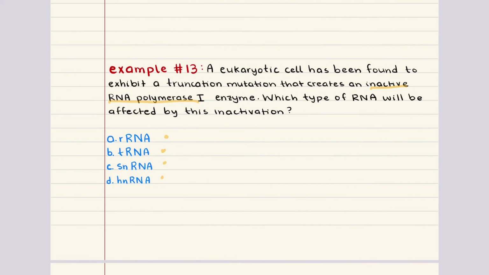In eukaryotic cells, we know different types of RNA polymerases are responsible for making different classes of RNA. As for RNA polymerase I, it has a very specific job, which is that it synthesizes most of the ribosomal RNA. This is the structural and catalytic component of ribosomes. So if RNA polymerase I is inactivated, then the production of rRNA is going to be directly affected. The other types of RNA are made by RNA polymerase II and III, so they're not going to be impacted by this mutation. That makes the correct answer for problem 13, answer choice A.